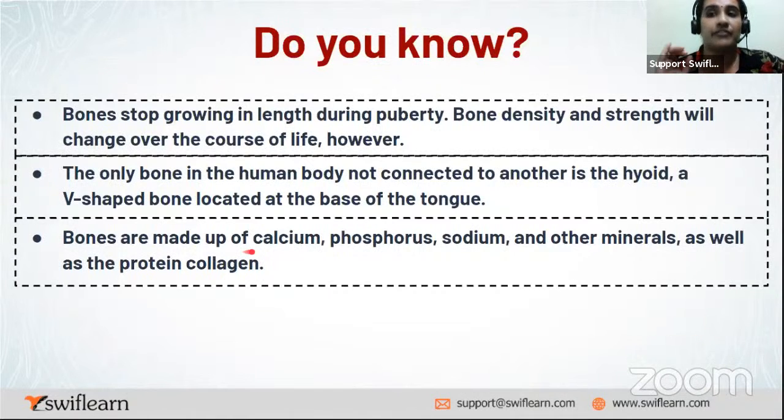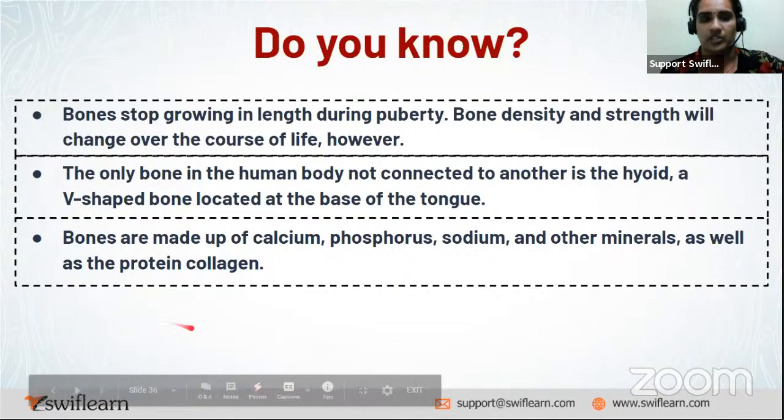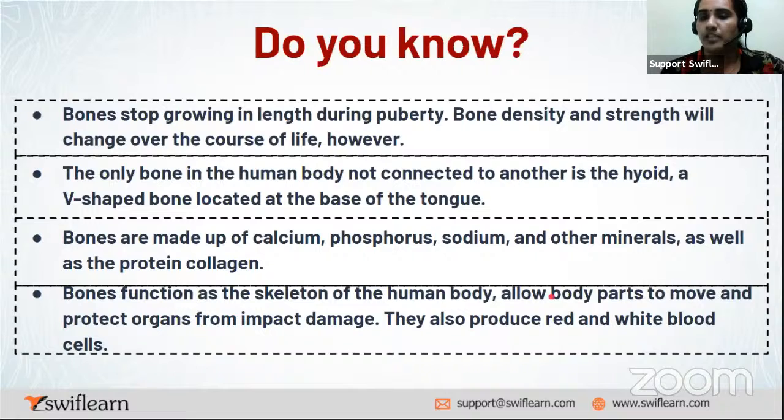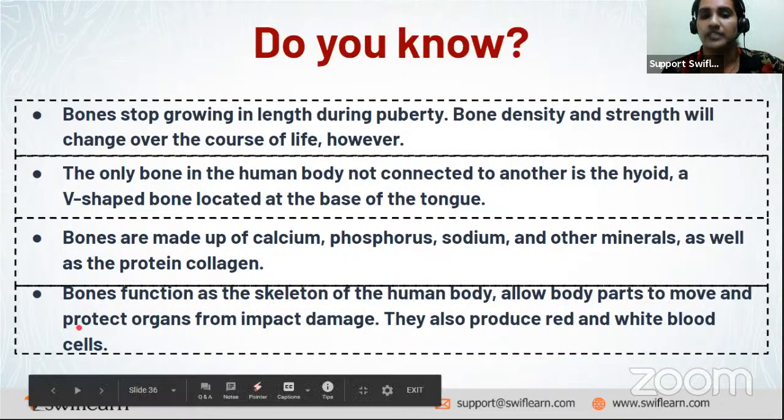Bones are made up of calcium. The first thing is calcium. From where do we get calcium? Yes, from milk. So drink milk. Calcium, phosphorus, sodium, and other minerals as well, and a protein, collagen. Bones function as the skeleton of the human body, allow body movement and protect organs from impact damage. They also produce red and white blood cells.